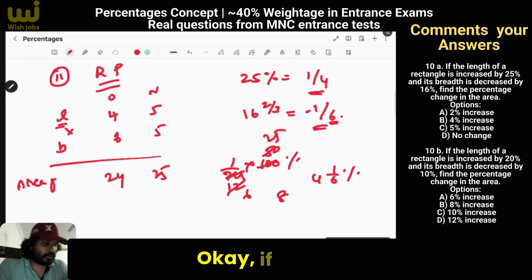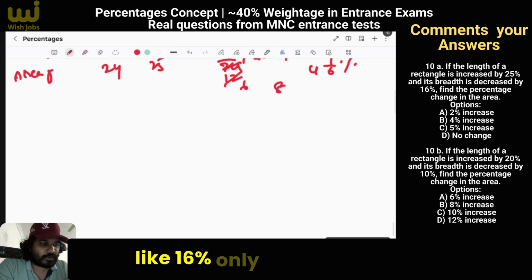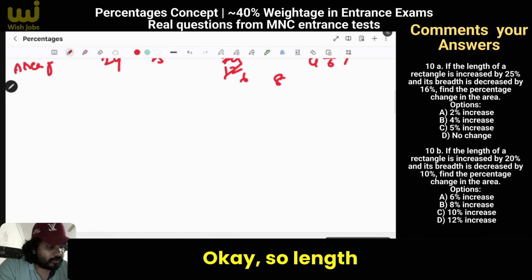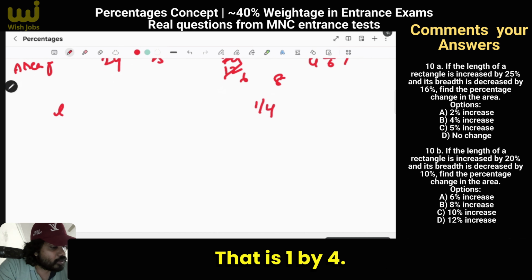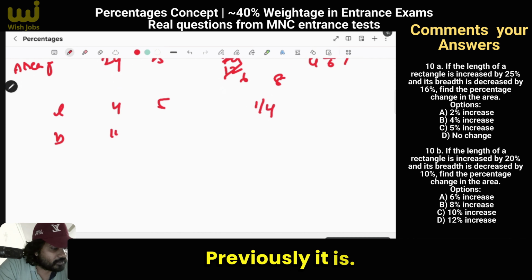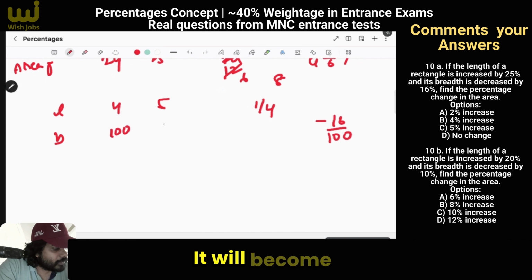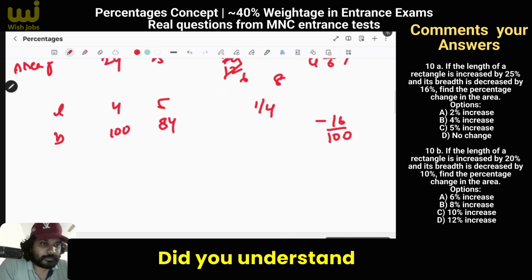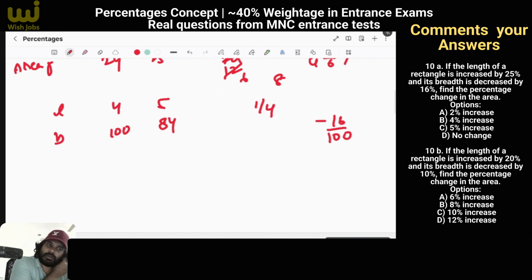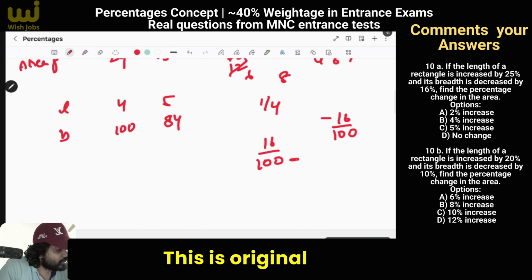I took 16 2 by 3 for easy calculation, but if the question comes like 16% only, as we are seeing in the problem, we'll do it that way also. So the length of the rectangle is increased by 25%, that is 1 by 4. The old length is 4, the new length is 5, and the breadth is decreased by 16%. The old breadth is 100. The new breadth, decreased by 16%, will become 84. Did you understand? Whenever you don't know anything, just assume 100. Here we are not even assuming 100. Decreased by 16 by 100, this is the original number, this is the decreased value.